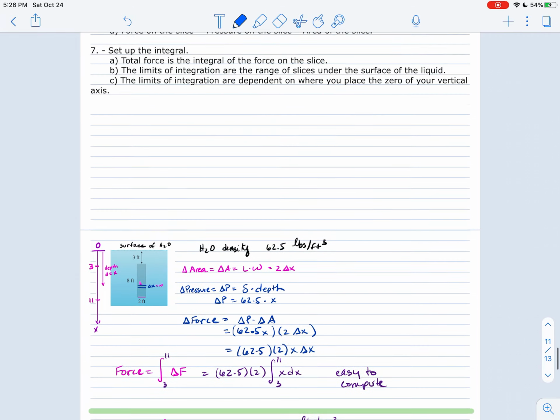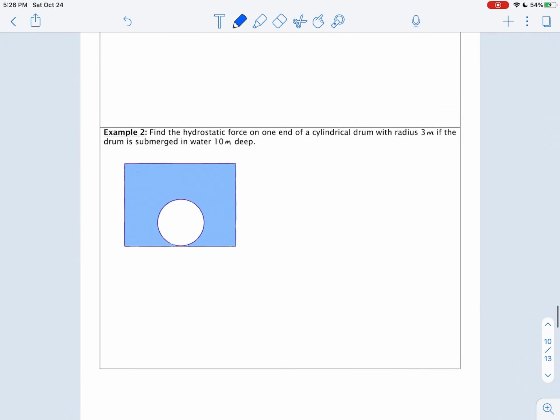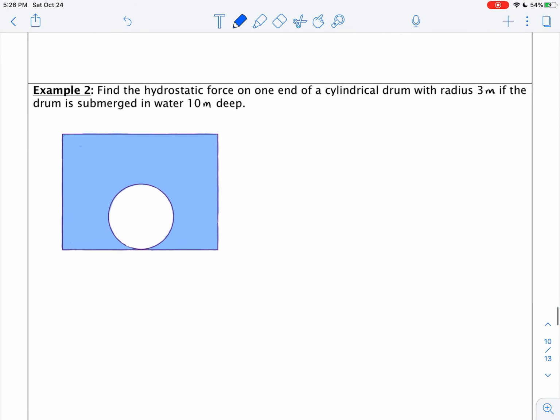All right, so that's an example of where I didn't put the 0 at the surface, and you can see where the depth changed. Now I'm going to give you one that involves a circle. That's why I drew the picture already a little bit. Here it says, find the hydrostatic force on one end of a cylindrical drum with radius 3 meters if the drum is submerged in water that's 10 meters deep. So here we've got a metric system, and the density of water is 1,000 kilograms per meter cubed. So we want to use that. And in this case, we have a circle.